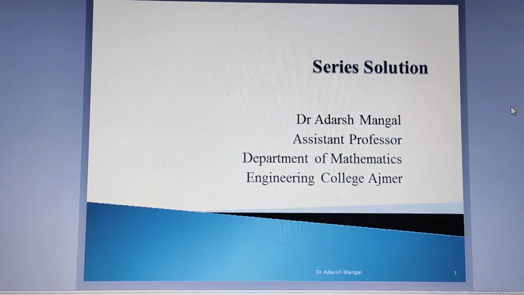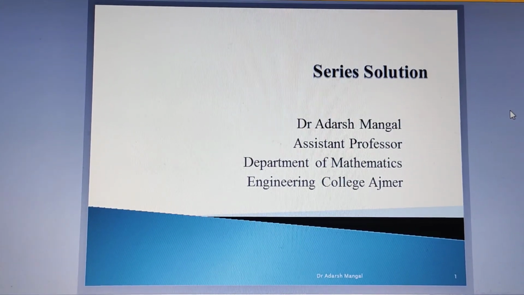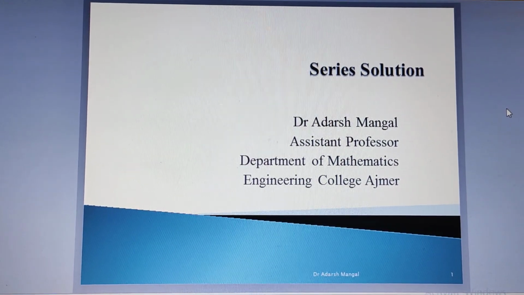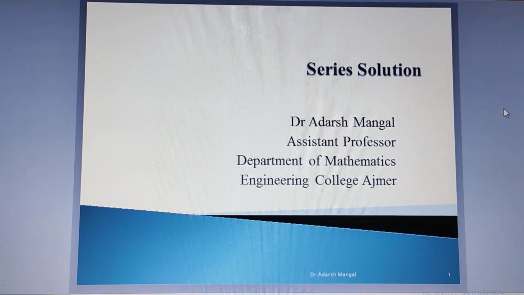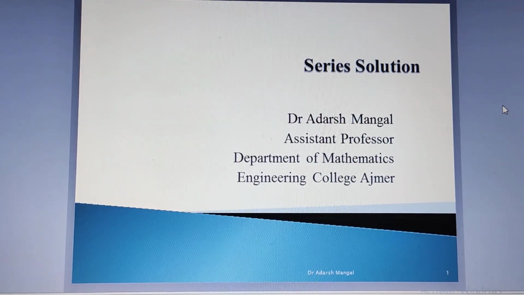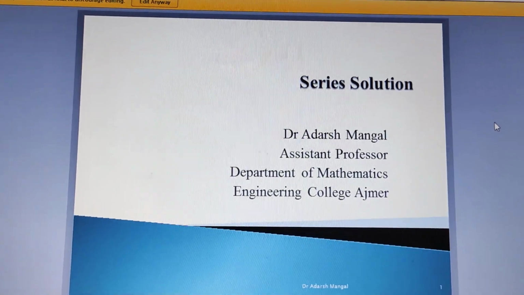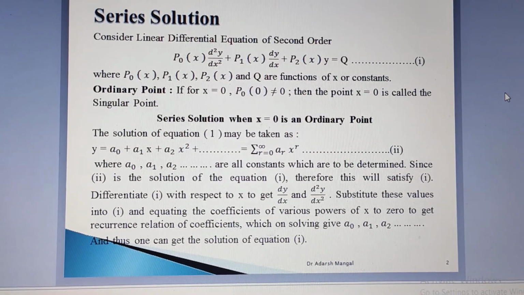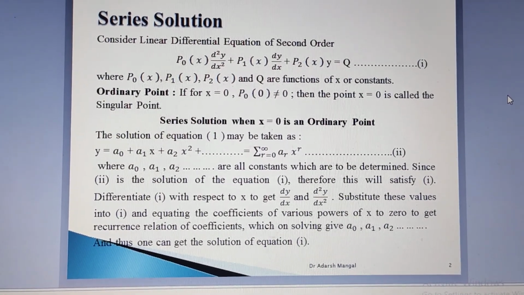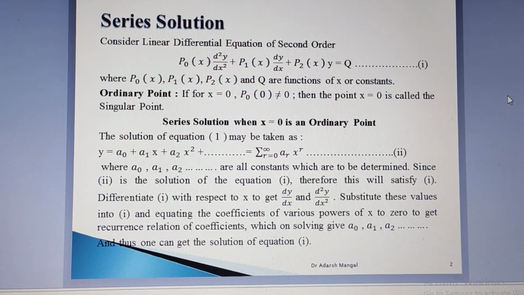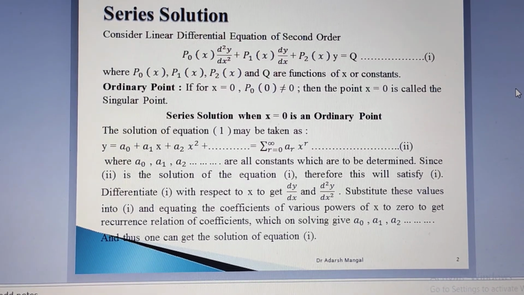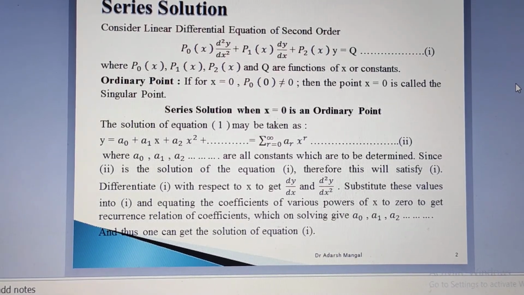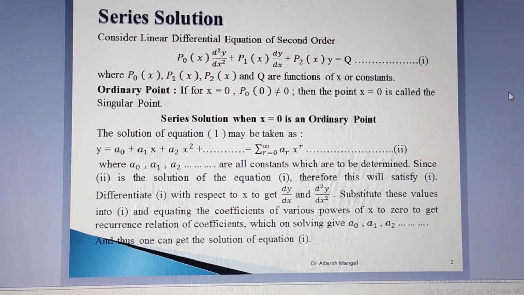Today I will deliver a lecture on series solution when x equal to some point is an ordinary point. Then what is the process to get the series solution? Consider a linear differential equation of second order, P naught x y2 plus P1x y1 plus P2x y equal to q, where P naught, P1, P2 and q are functions of x or may be constants.